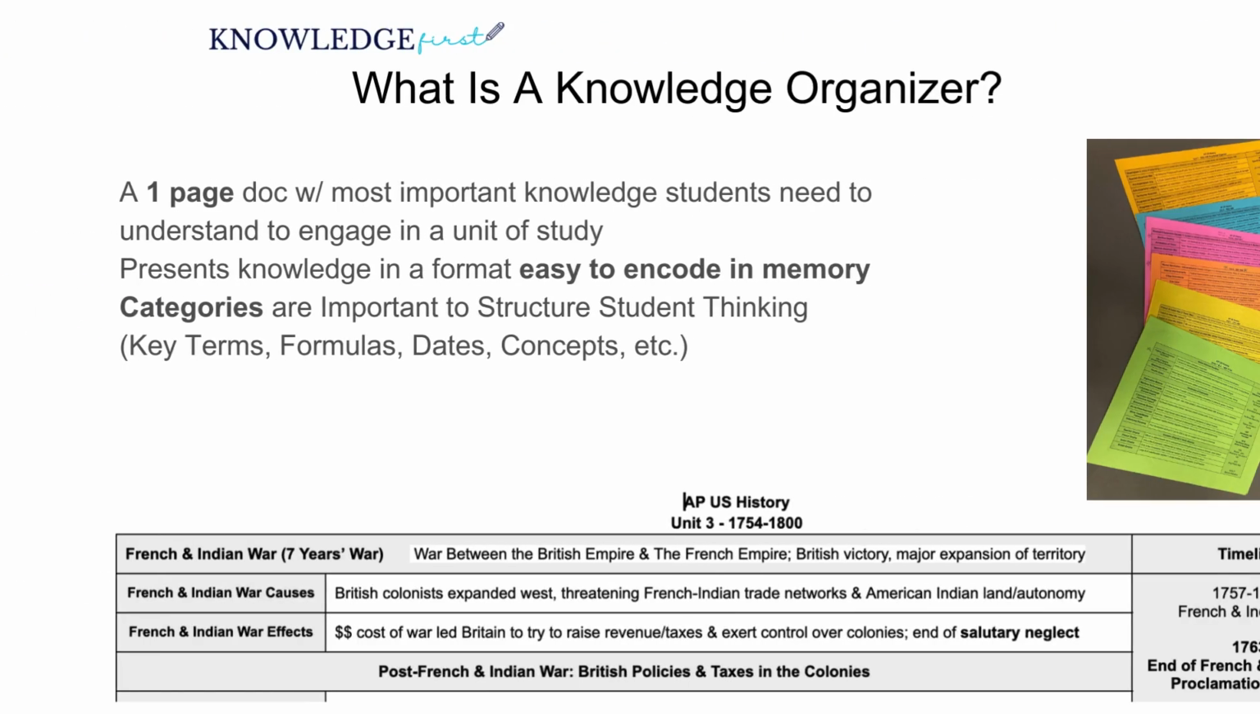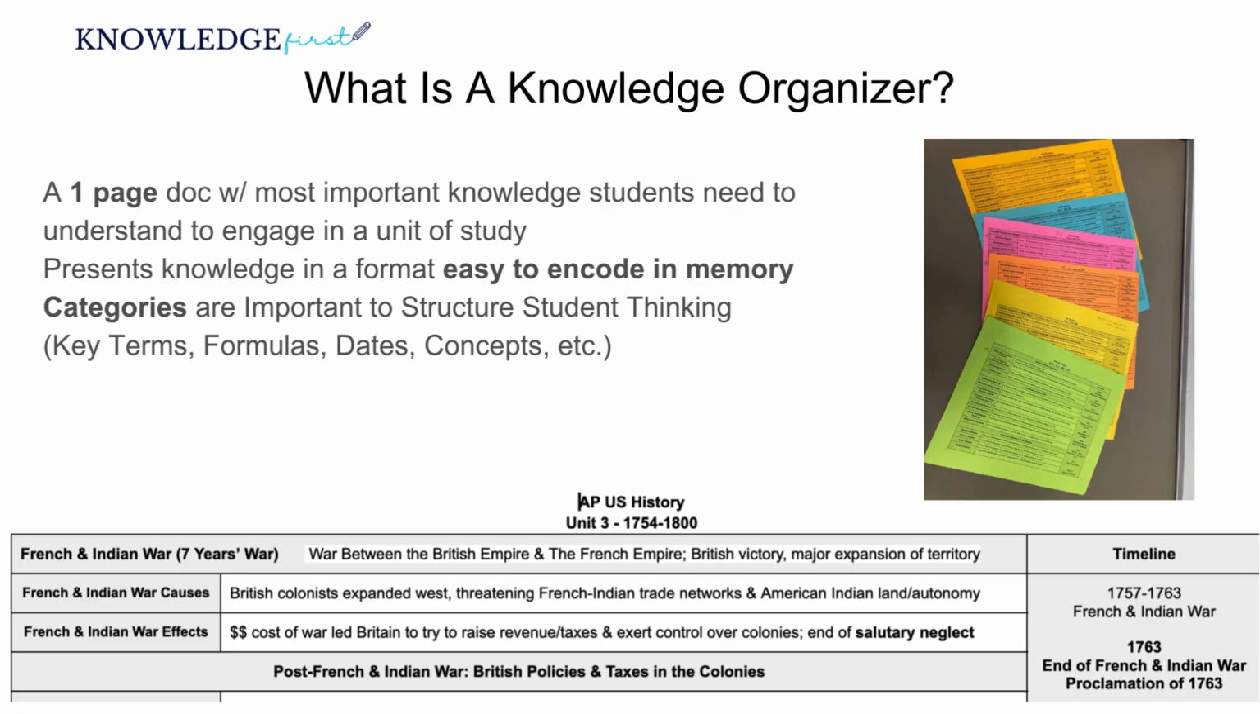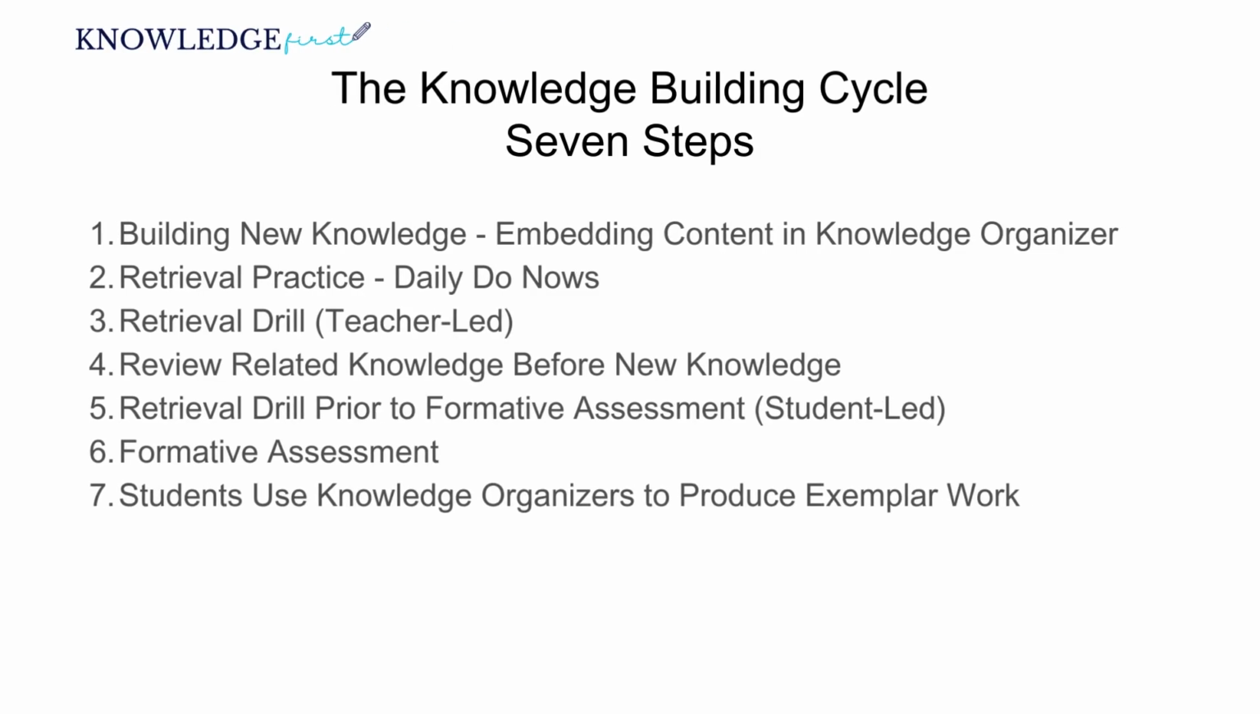A knowledge organizer is a one-page document that contains the most important knowledge students need to know to engage in a unit of study. A knowledge organizer should present information in a format that is easy to encode in memory, including logical categories that help students structure their thinking and identify connections among information. We suggest printing the knowledge organizers on colored paper so that they are easy for your students to find. We help teachers and students use knowledge organizers to learn and retain knowledge for the long term. Let's take a look at each of the 7 steps in more detail.